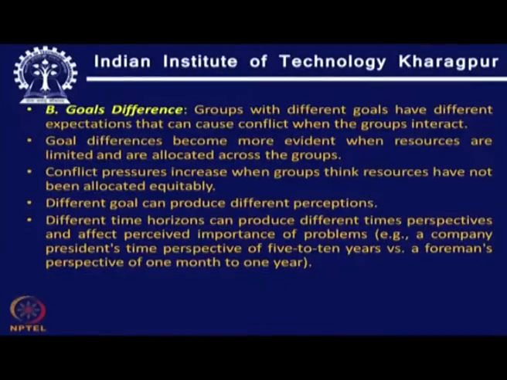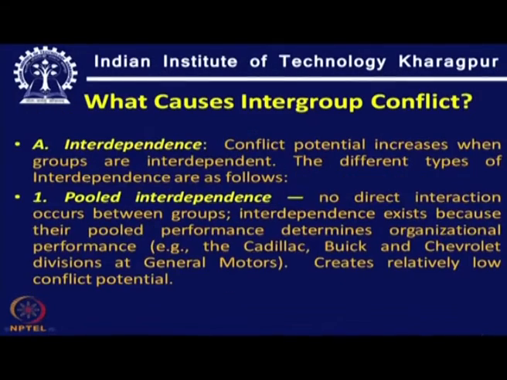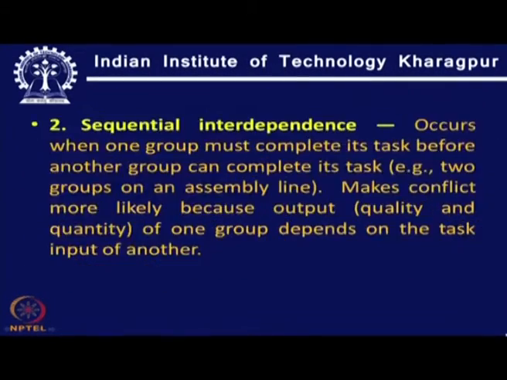The nature of interdependence itself does not give rise to any conflict which may turn into dysfunctional conflict. Next is goal differences. So, we talked about interdependence, one of the factors which leads to intergroup conflict. So, first we have discussed interdependence.